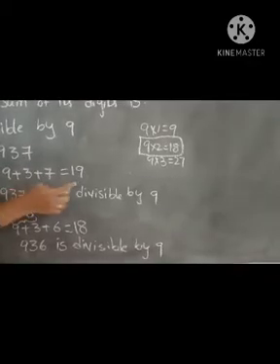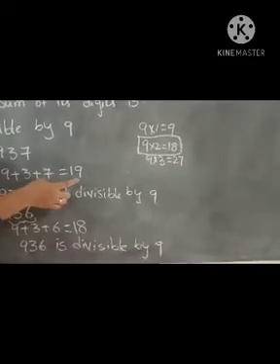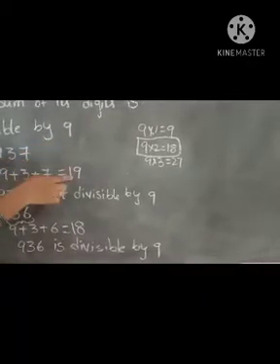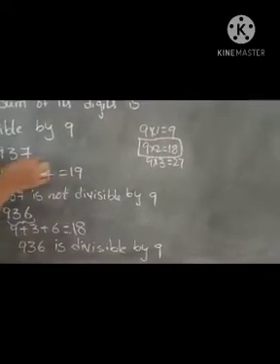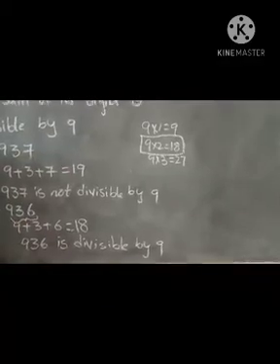Okay children, see here the sum we have to add. Sum means addition. That number must and should be divisible by 9. Then only the total number is divisible by 9, no? Okay, did you understand?